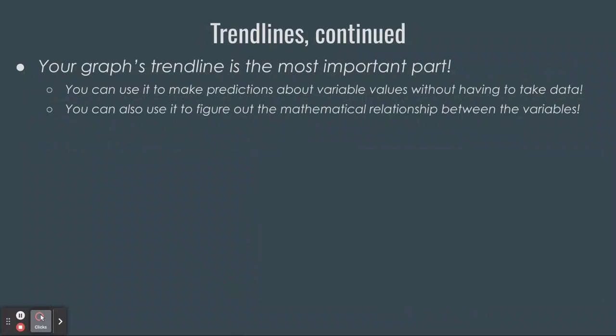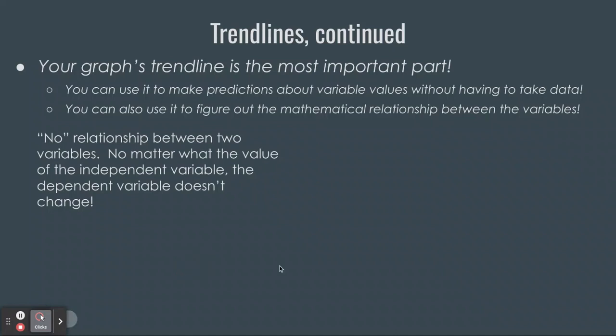Your graph's trend line is the most important part. You can use it to make predictions about the variable values without having to take data, and you can use it to figure out the mathematical relationship between the variables. So let's talk about some of those mathematical relationships.